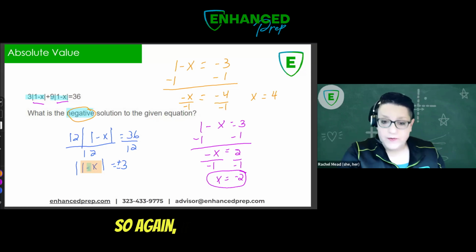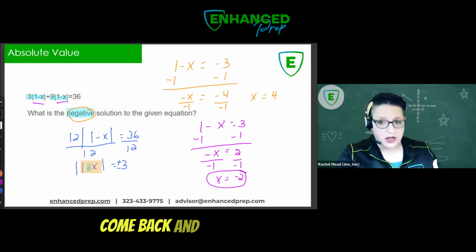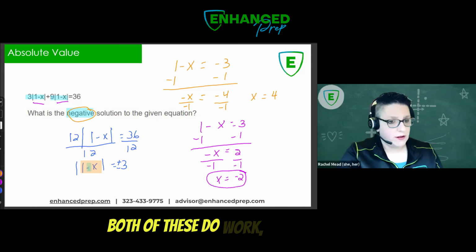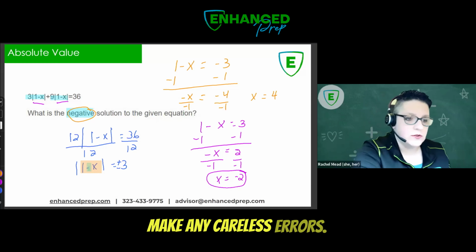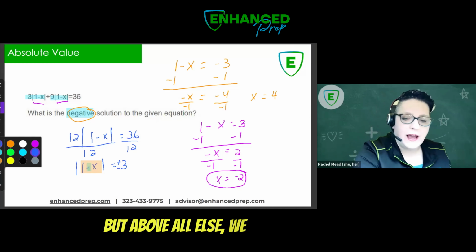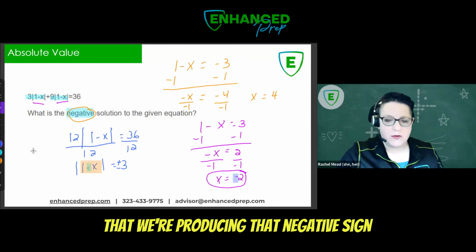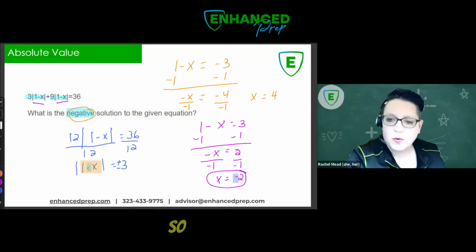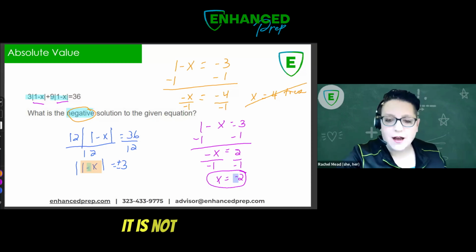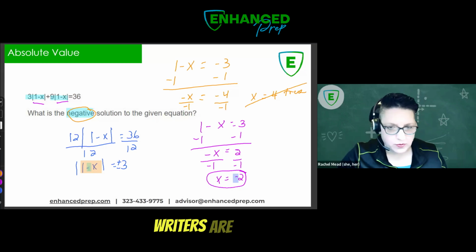So again, if you had time, you should come back and check and make sure that both of these do work, that you didn't make any careless errors. But above all else, we have to make sure that we're producing that negative sign in the result of what we're looking for. So while this is true, it is not the solution that the test writers are looking for.